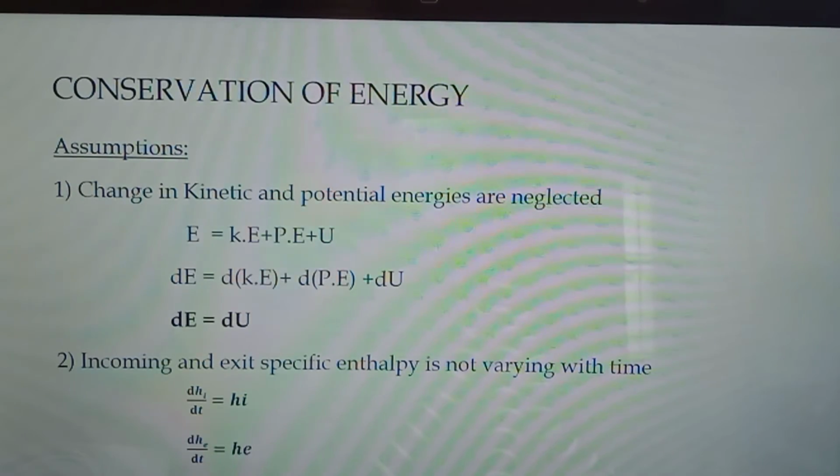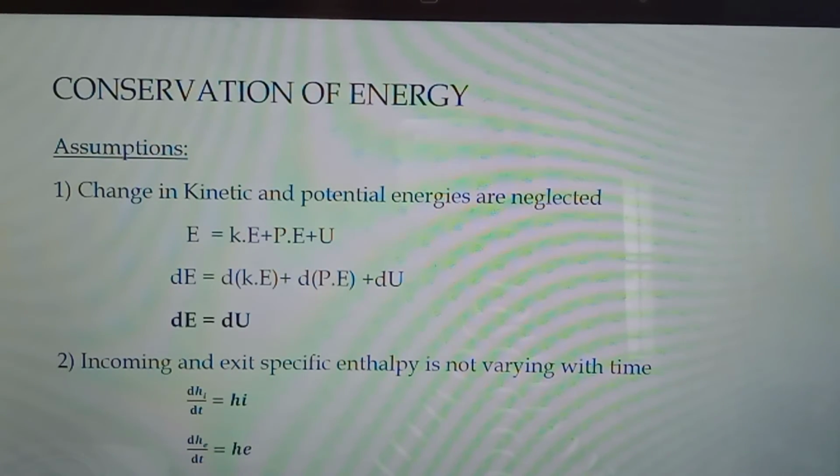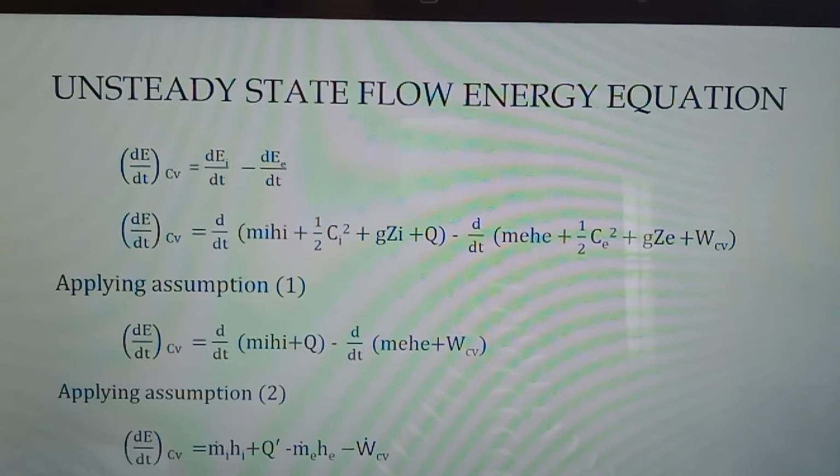The second assumption is that incoming and exit specific enthalpy is not varying with time, which means that the H value will not be varying with respect to time. So dHi by dt is equal to Hi and dHe by dt is equal to He. You will be using those two assumptions to get the unsteady state energy equation. The first one is dE by dt of the control volume energy change, which is given by the relation dEi by dt minus dEe by dt. Here Ei represents the energy terms on the inlet side and Ee represents the energy term at the exit region.